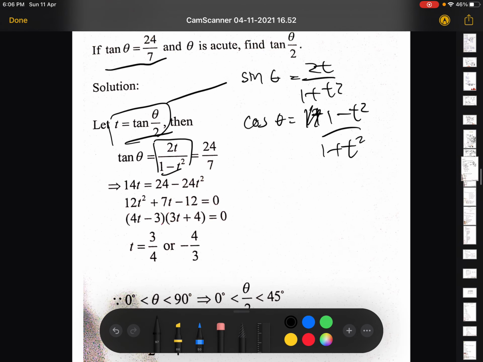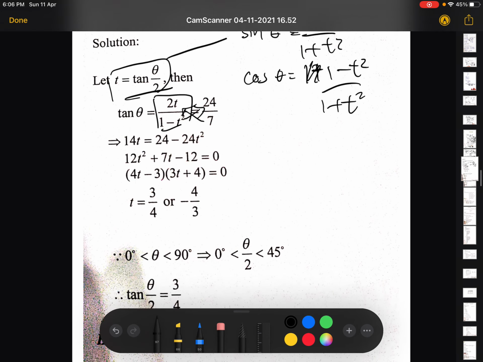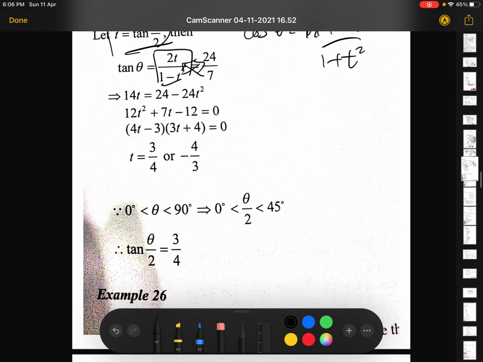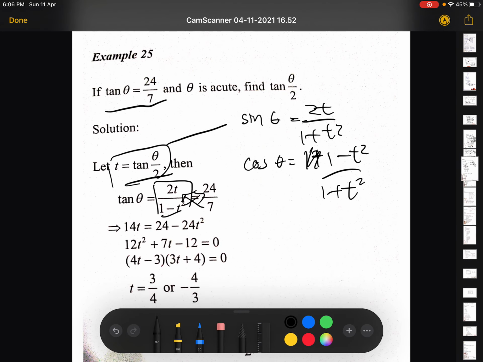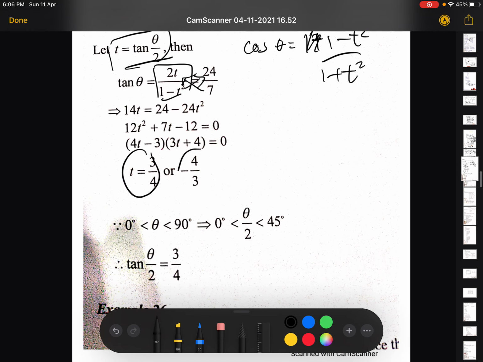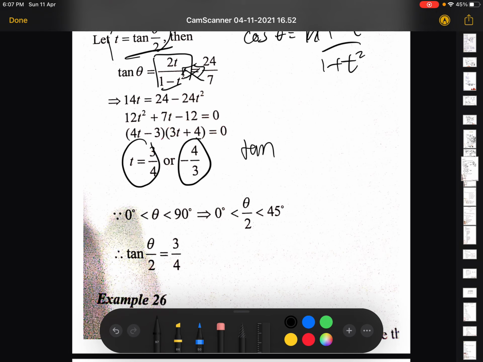Then you know that tan theta is equal to 24 over 7. So therefore 2t over 1 minus t squared is equal to 24 over 7. So multiply. Then you solve it like a normal trigonometric equation. And then not trigonometric equation, quadratic equation. So you'll get t equals 3 over 4 or negative 4 over 3. So you'll get either tan theta over 2 equals 3 over 4 or minus 4 over 3.